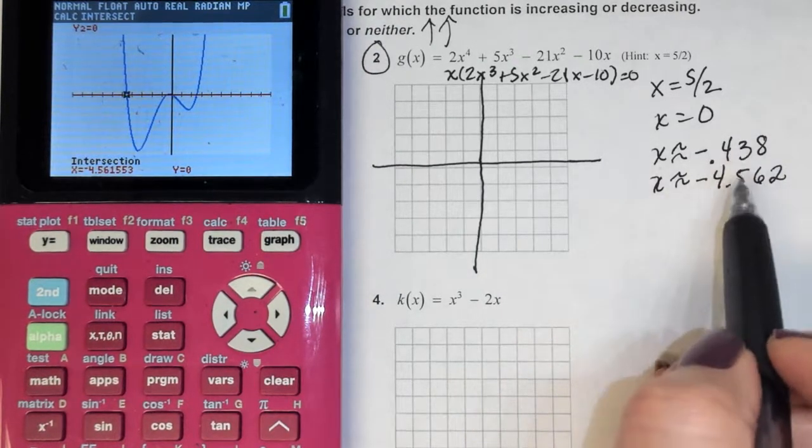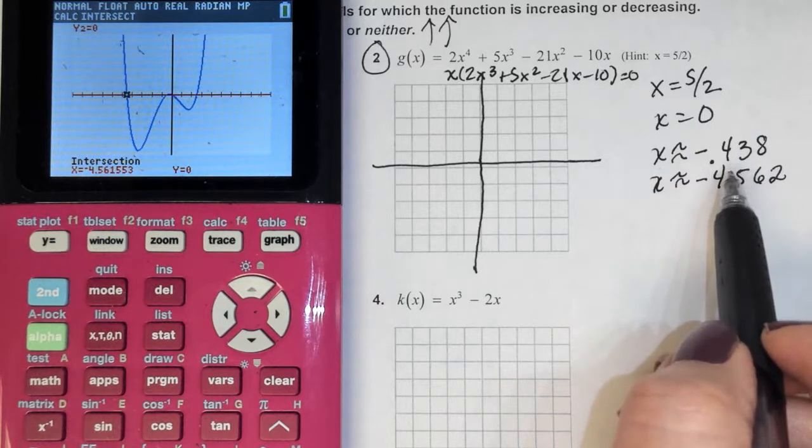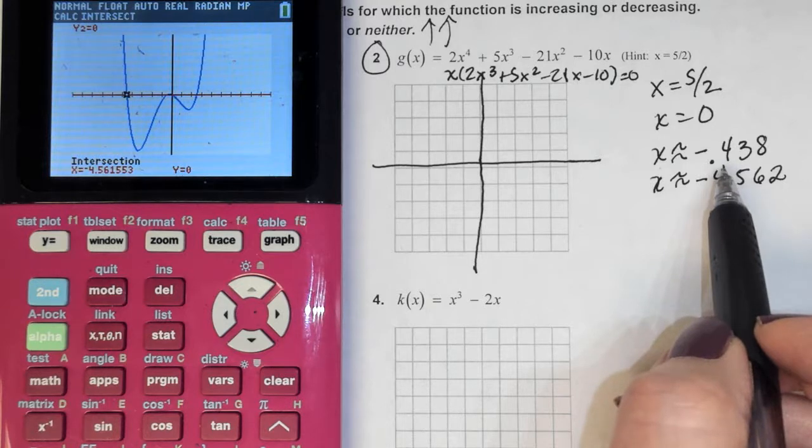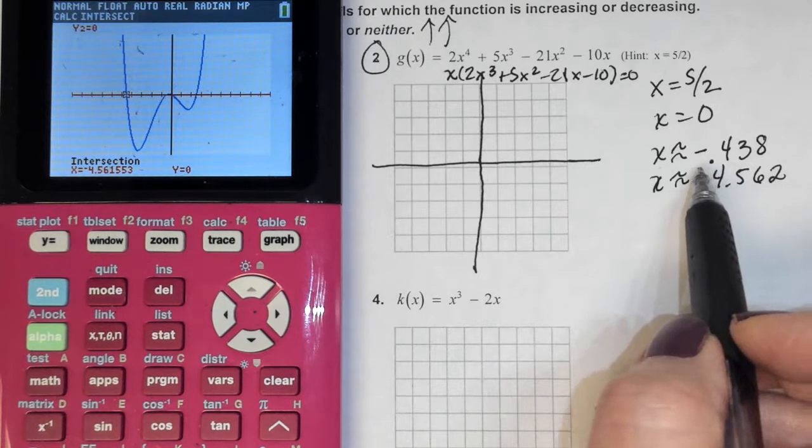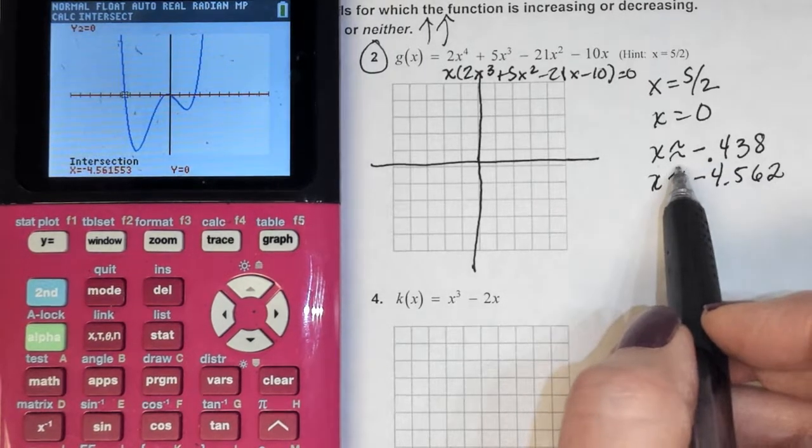What if I needed to know what these zeros were exactly? If I asked you exactly what are those zeros, what would I have to do? Would you just not have any idea of how to find them exactly? Quadratic? How would I do the quadratic formula though?